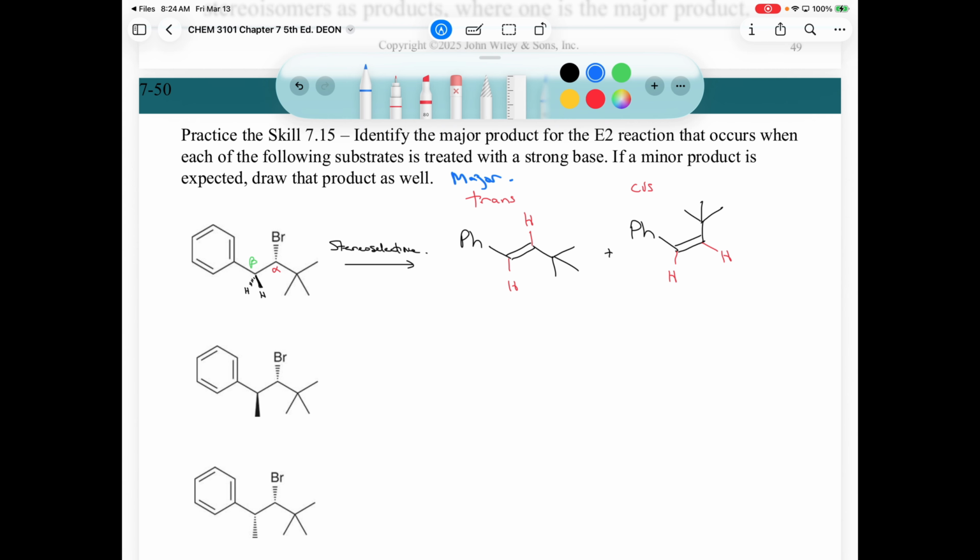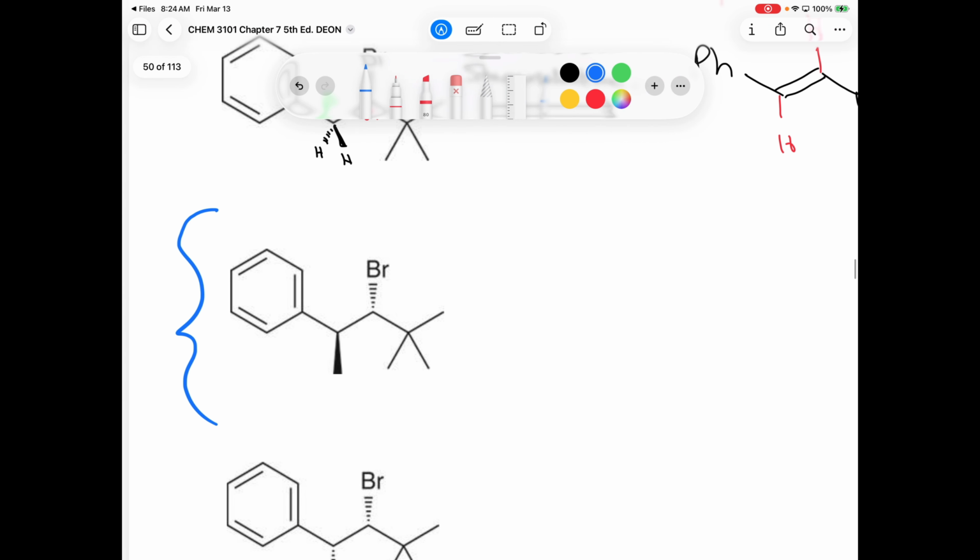The next one is a little more interesting, okay? So we're going to tackle this bad boy here. If we take a look at this, this is our alpha carbon, this is a beta carbon. Are there any hydrogens on this beta carbon? No. On this beta carbon, how many hydrogens are there? Only one. Therefore, the hydrogen and the leaving group have to be anti-periplanar. The way that this is written, are they anti-periplanar? No, they're on the same side, right?